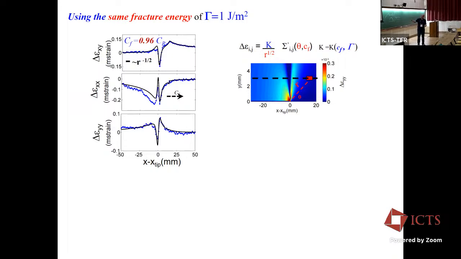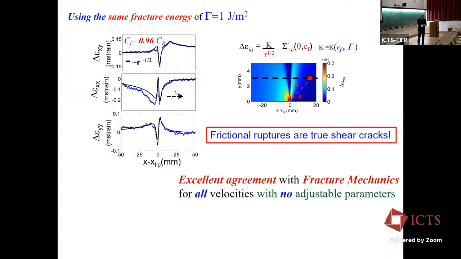So why are these different? Because this angular function here is critically dependent on how close you get to the Rayleigh wave speed, and this is at 0.6 of the Rayleigh wave speed, this function actually becomes singular. So it's a nasty function, but we know what it is, and it works incredibly well. So the bottom line is frictional ruptures are really shear cracks. They can be described entirely by fracture mechanics, with basically no adjustable parameters, only this value here.